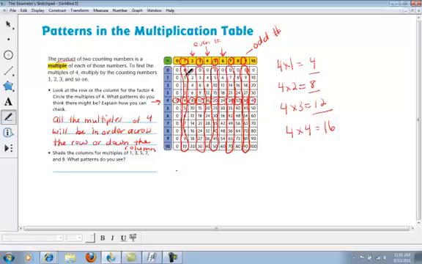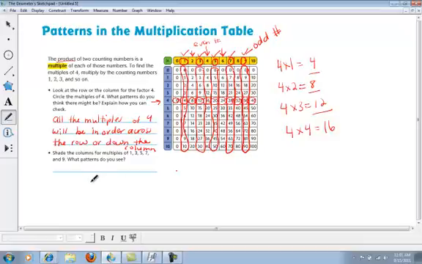I'm noticing a pattern. The multiples are odd, then even, and odd, and even. So all the odd multiples are odd, and if we multiply that number by an even number, it's even. Let's see if that works for 3. Odd, even, odd, even, odd, even. Wow, it works for 1, it works for 3. Let's try 5. Odd, even, odd, even. Wow, I bet it's going to work for 7 and 9. Let's try it. Odd, even, odd, even, odd, even.